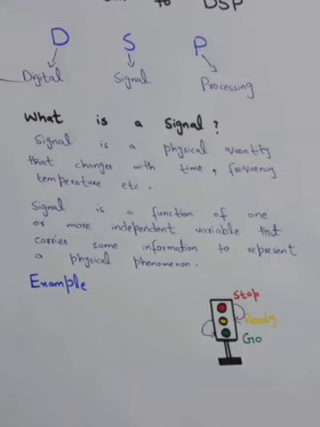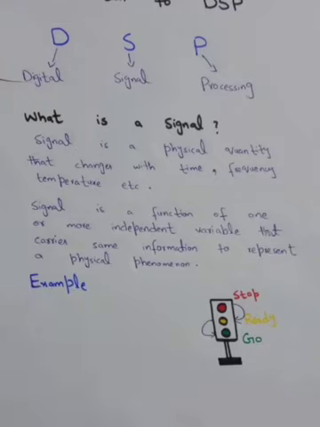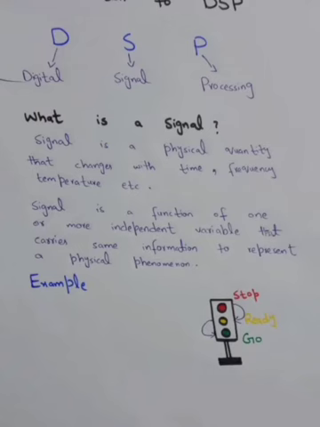We have traffic signals installed everywhere. Imagine a traffic signal showing a red light only. Will we count it as a signal? Definitely no. A signal is a name of change in a physical quantity. Red light tells us to stop, yellow tells us to get ready, green tells us to move. So here the lights are changing with respect to time and thus they are representing a signal.